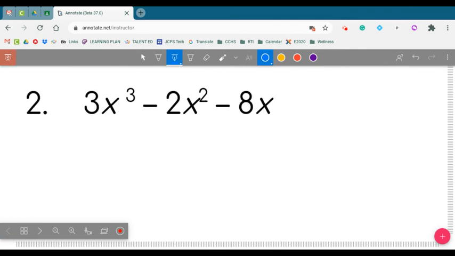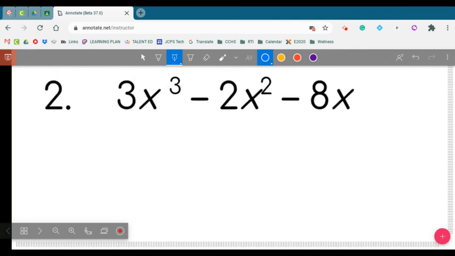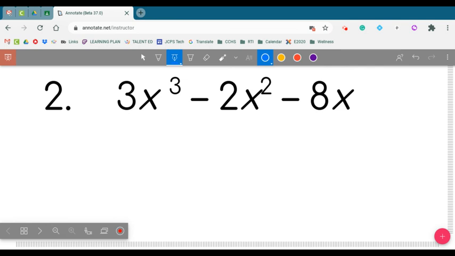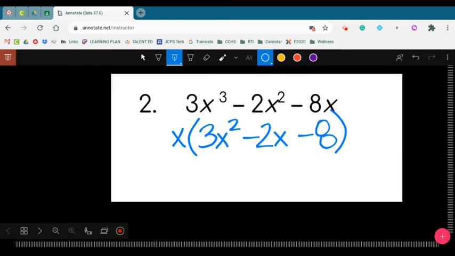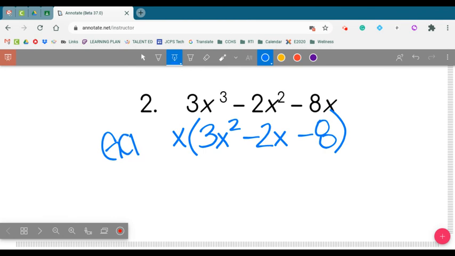Next one, I have 3x cubed minus 2x squared minus 8x. So my first step, is there a GCF? There's not a number I can divide 3, 2, and 8 by besides 1, but there is an x in every single term, so we're going to pull out that x. 3x squared minus 2x and then minus 8. Okay, so I factored my GCF.